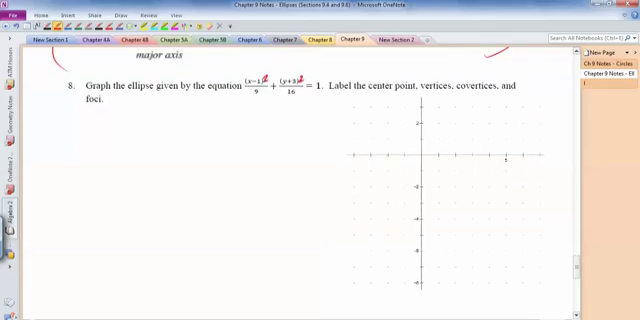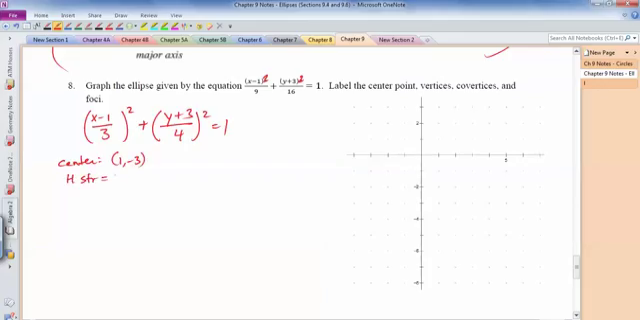Well, notice the 9 and the 16 aren't inside the parentheses, so if we put them inside the parentheses, we get (x minus 1) over 3, all squared, plus (y plus 3) over 4, all squared, equals 1. Okay, so we've got the center. That's going to be at (1, negative 3). We've got the horizontal stretch equals 3, and the vertical stretch equals 4. So let's go ahead and plot those.